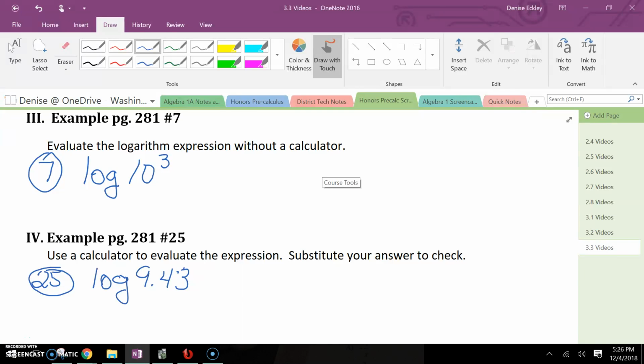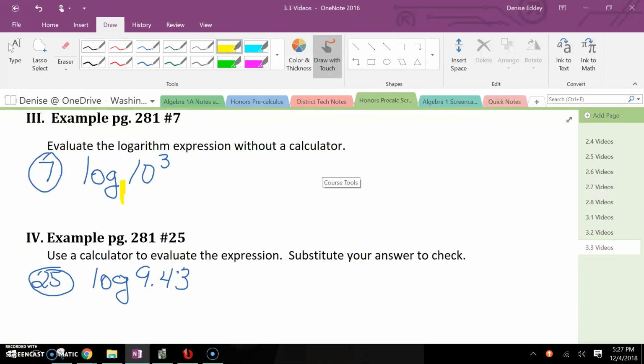Page 281, I'm going to do numbers 7 and 25 together because they're very similar. Number 7 is again the same directions as our previous videos. We're to evaluate the logarithm expression without a calculator. And I can see from what's given, log 10 to the third, that since there is no base listed here, that it is base 10.